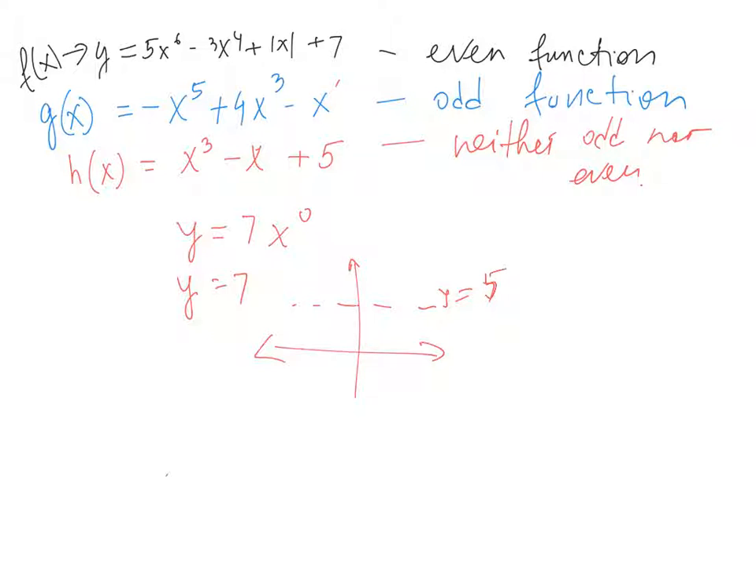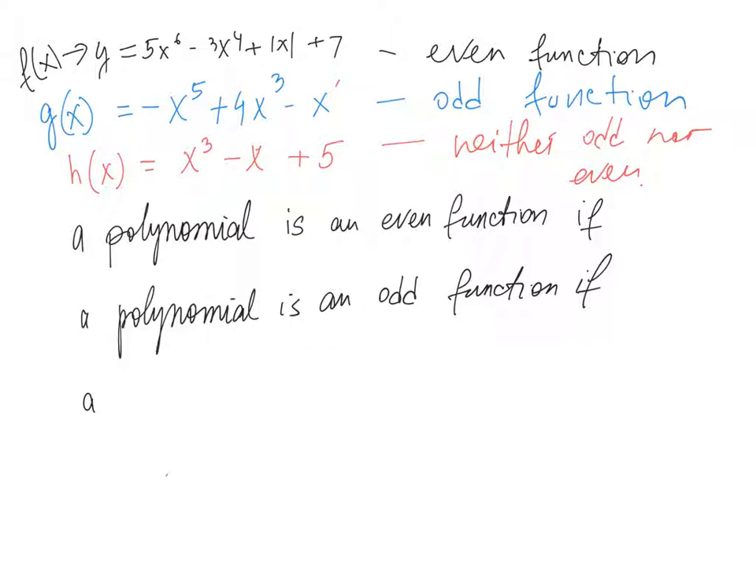One shortcut is for polynomials, the other is for any combination of functions. Okay, so think for a moment. A polynomial is an even function if all degrees are even. And the polynomial is an odd function if all degrees are odd. So what if it's not a polynomial? What if it's just any function made of other functions?